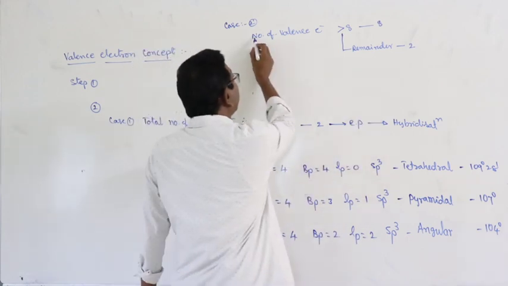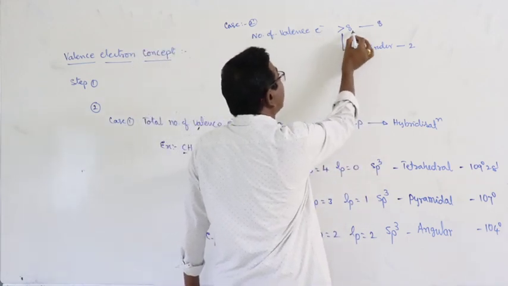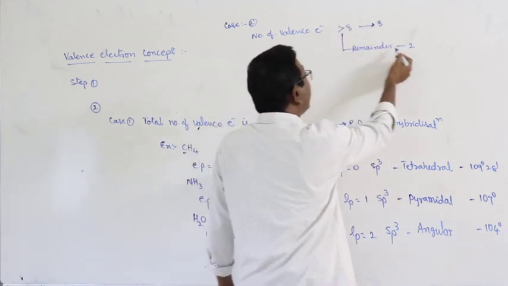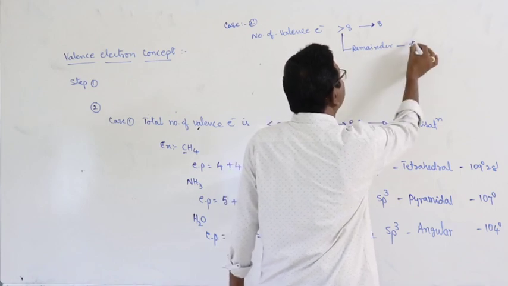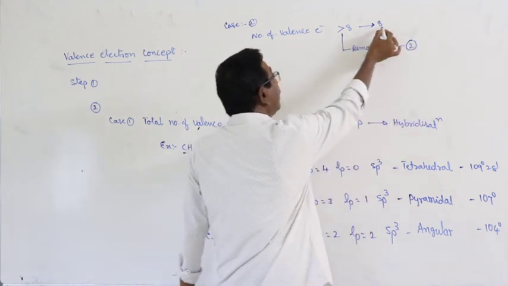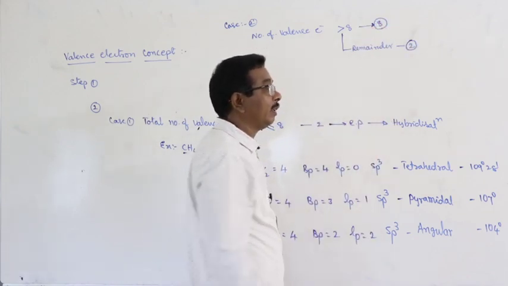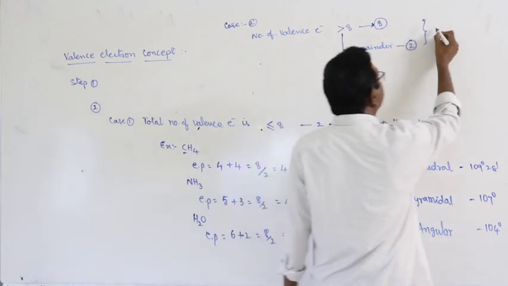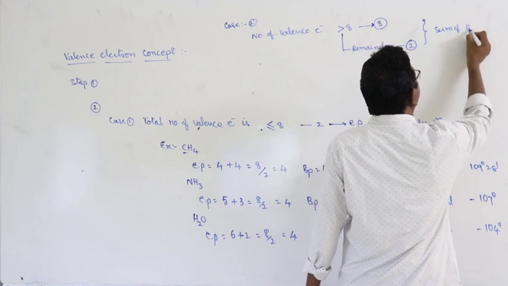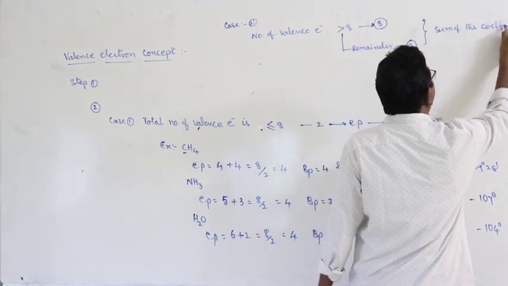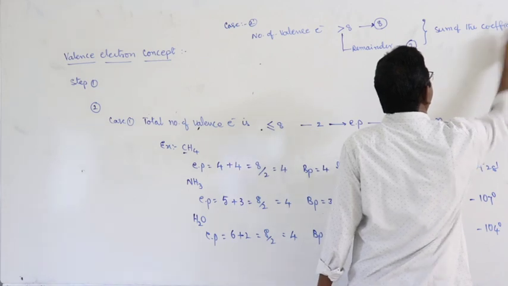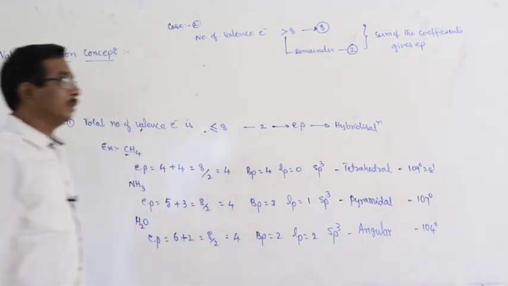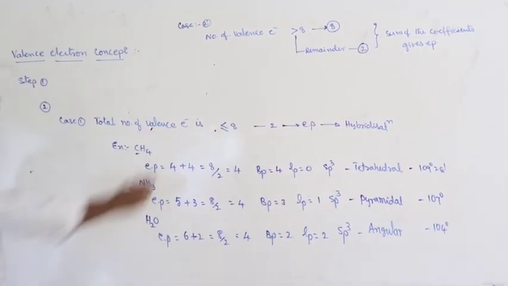If the total number of valence electrons is greater than 8, then that number is divided by 8. If there is any remainder, that should be divided by 2. Here 8, here 2, second step. If there is any remainder here, that is added to the coefficients. Here the sum of the coefficients gives electron pairs.